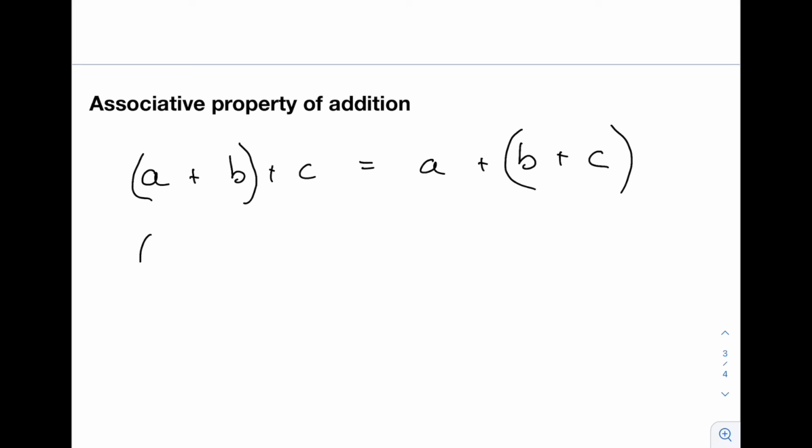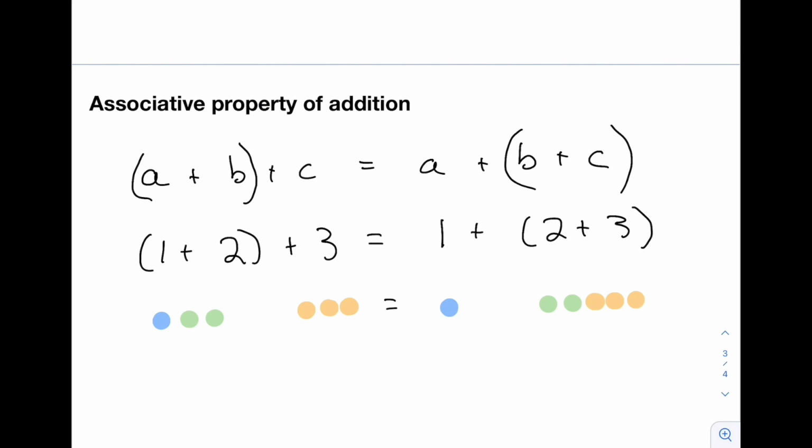Let's look at this with some numbers. If I add 1, 2, and 3, and I group the 1 and 2 together versus grouping the 2 and 3 together, I get the same result. We'll represent this with objects. Here, adding 3 plus 3 will give us the same result as adding 1 plus 5. How we associated or grouped the numbers didn't change the sum in the end.